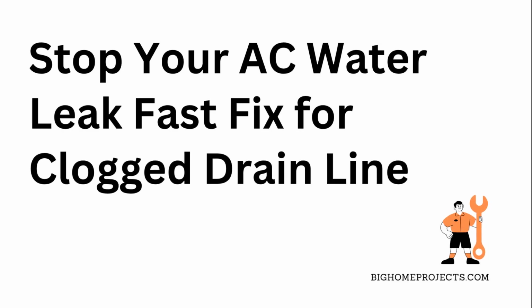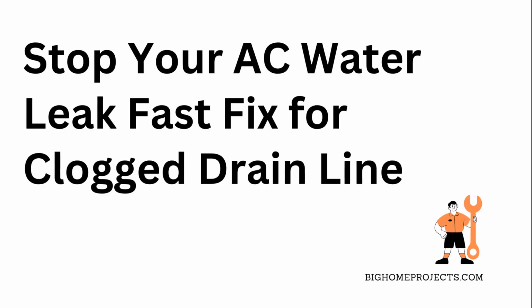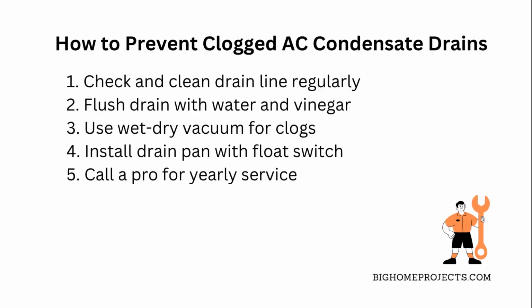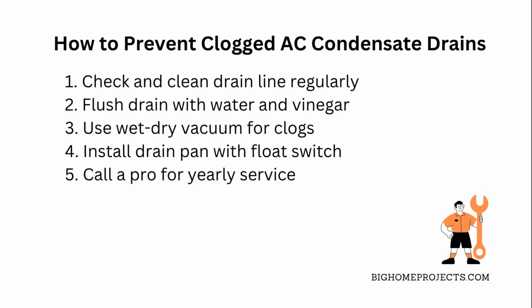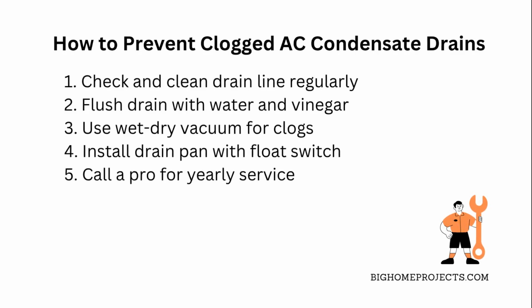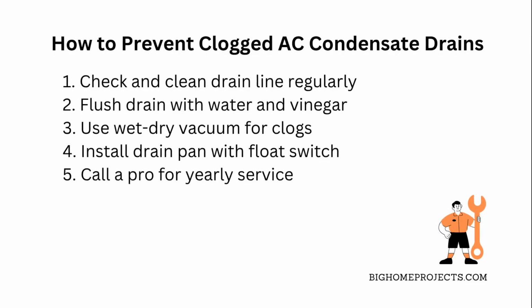Clogged condensate drains are one of the most common reasons your air conditioner starts acting up and causing water damage in your home. So, here's the lowdown on why your condensate drain might be clogged. First off, rust can build up inside the drain pipe over time, especially if your AC unit is older or has metal parts exposed to moisture. Then, debris like dust, dirt, and even bits of insulation can get sucked into the drain line and cause blockages.